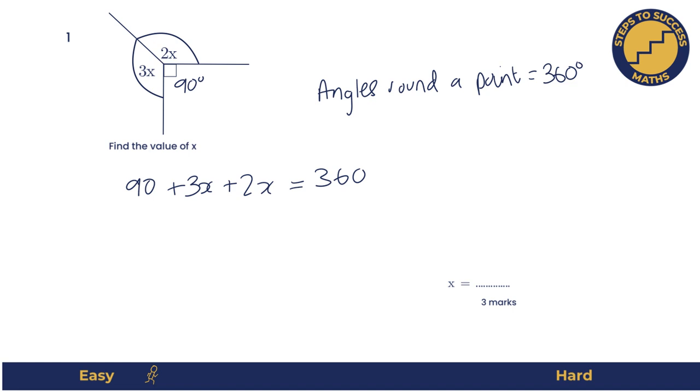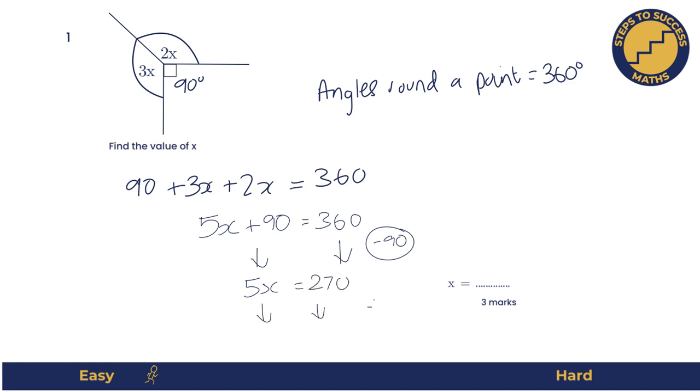So let's collect the x's together. We've got 5x plus 90 equals 360. We like the 5x because we're trying to find out what x is, so we need to get rid of plus 90. The opposite of plus 90 is subtract 90. So using our arrows from both sides, that gives 5x equals 270. And then we need to divide by 5 because at the moment x is being multiplied by 5. So we've got x equals 54.